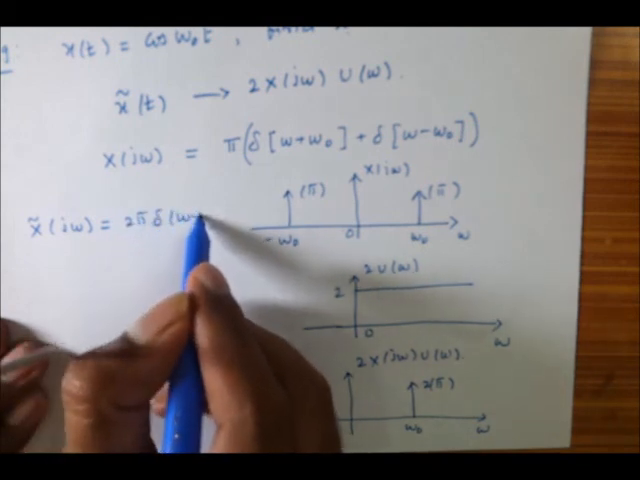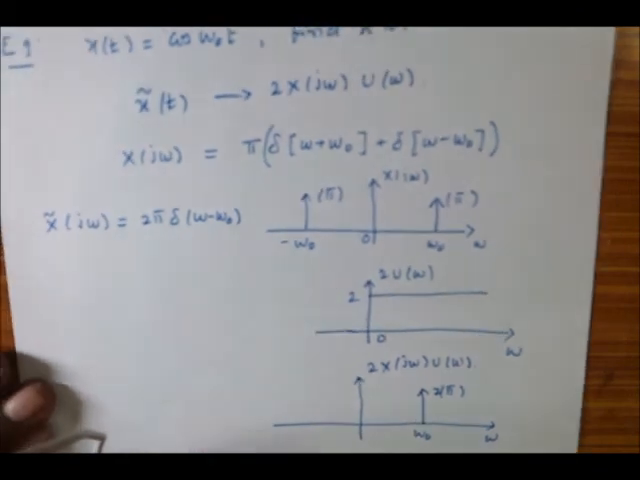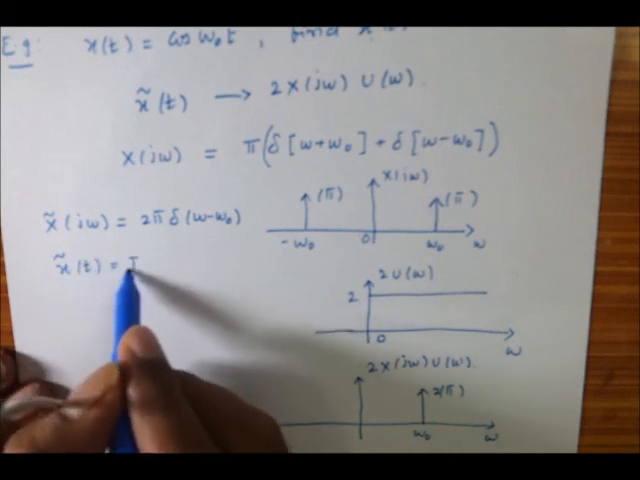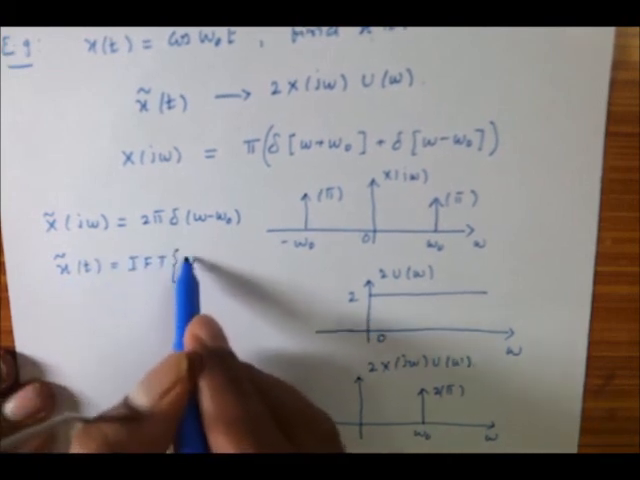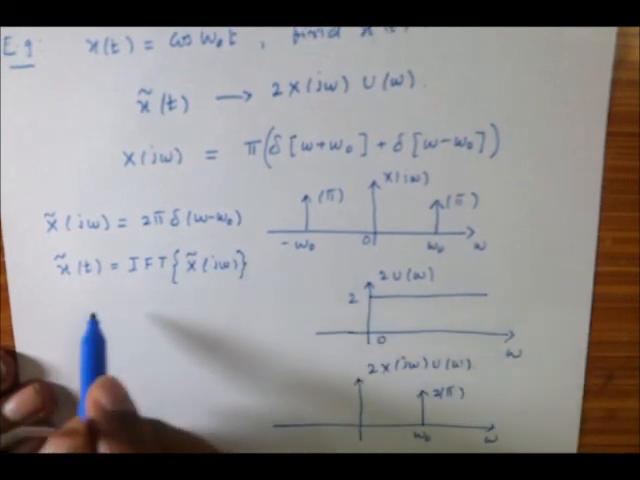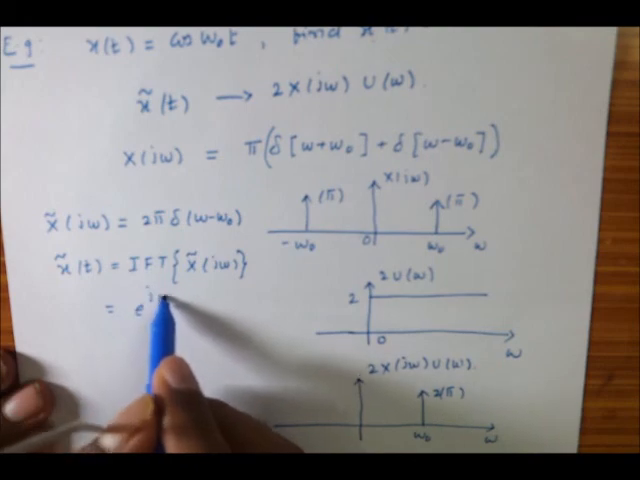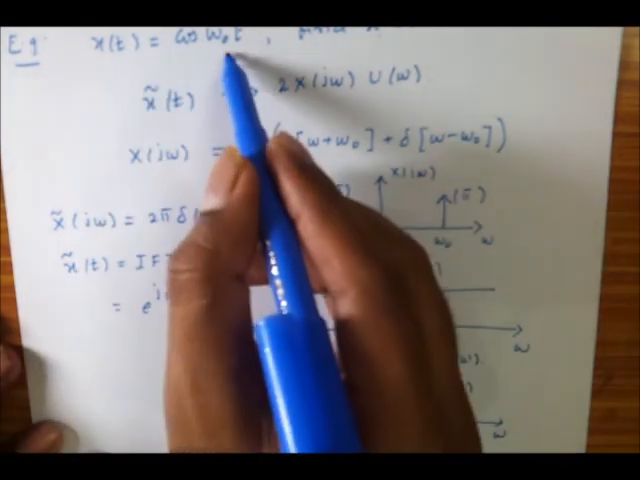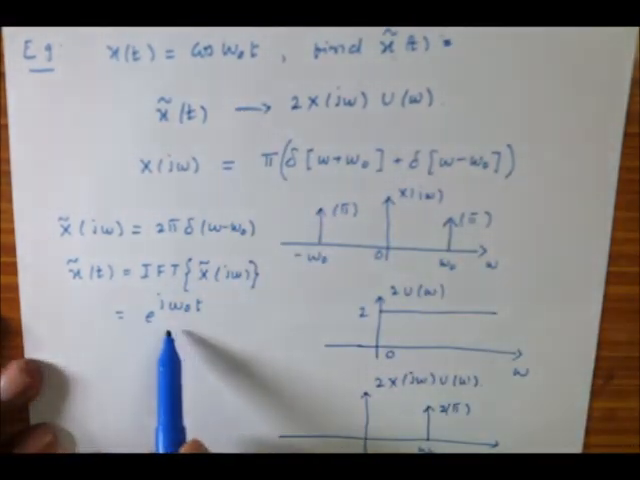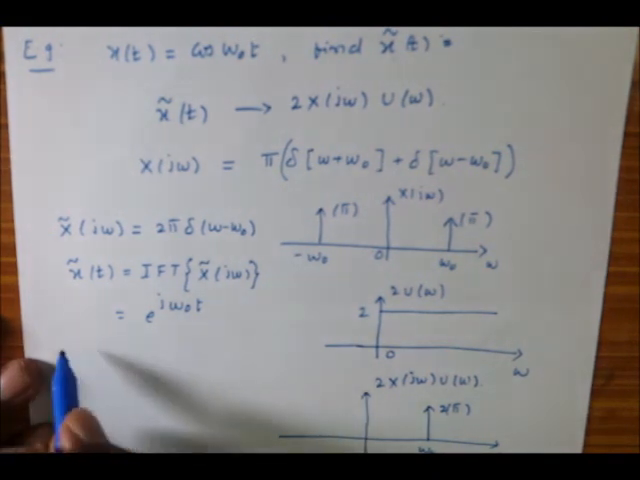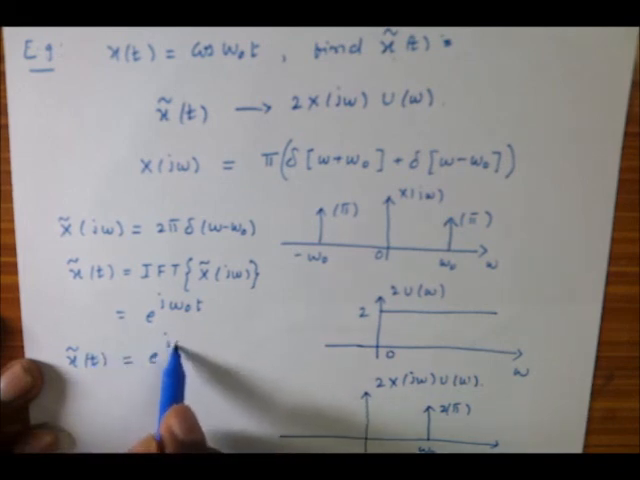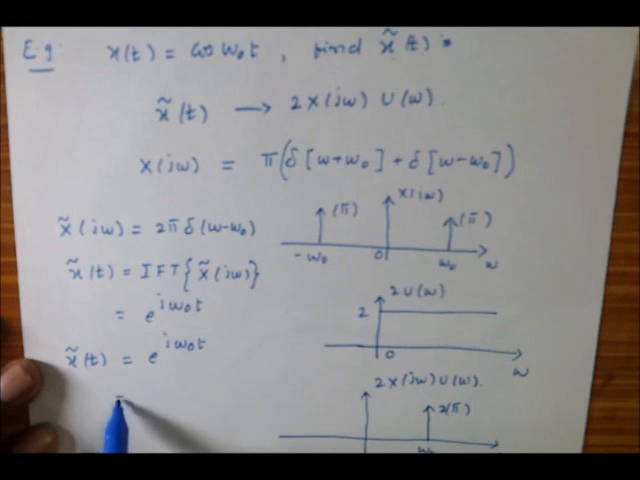From this it is clear that x tilde of t, which is nothing but the inverse Fourier transform of X tilde of j omega, will be e power j omega naught t. Thus, for a signal x of t equal to cos omega naught t, the analytical signal is e power j omega naught t. If we expand this, what do we get? Cos omega naught t plus j sin omega naught t.